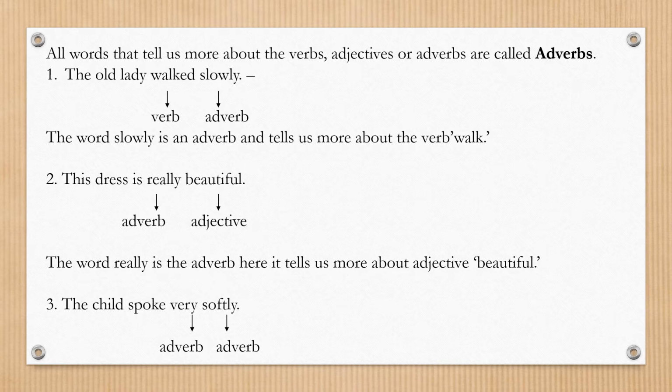The child spoke softly, very softly. Now, how did the child speak? Softly. But we are asking how softly or how much softly. It was very softly. So here one adverb is modifying the other adverb. That is, very is an adverb modifying the other adverb softly.